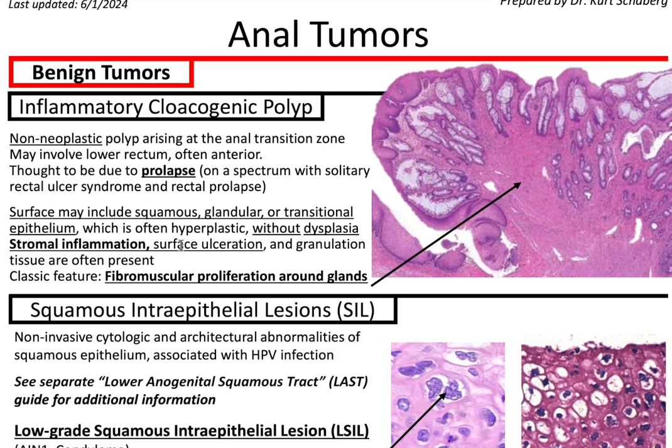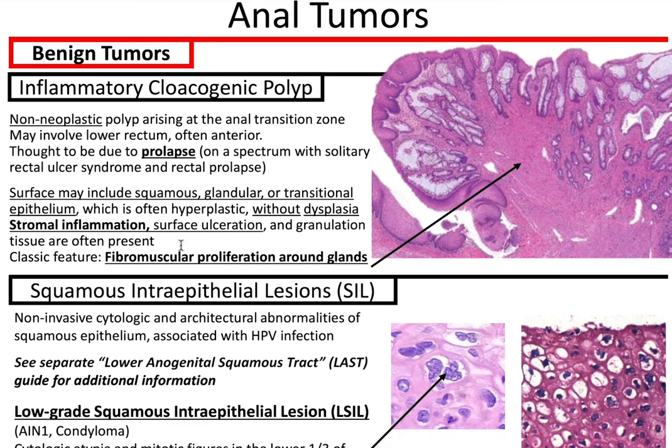Without further ado, let's discuss anal tumors. Benign tumors include your inflammatory cloacogenic polyp. This is a non-neoplastic polyp arising at the anal transition zone. It may involve the lower rectum, often anterior. It's thought to be due to prolapse and on a spectrum with solitary rectal ulcer syndrome and rectal prolapse.